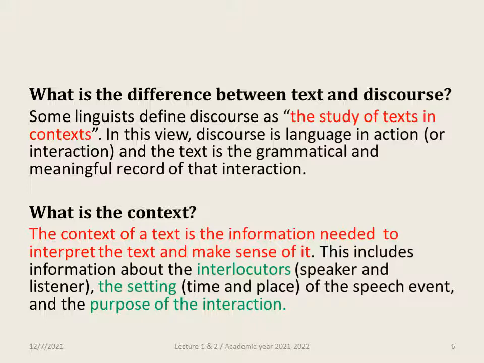So this includes information about the interlocutors, the speaker and the listener. For example, if you are doing a discourse analysis of an interview, like the interview between Adele and Oprah, you have to collect some information, some data about these two speakers and how both of them touched upon some ideas that are shared between them. Okay, so this is how it works. And also, you have to think about the setting, like the time and the place of the speech event, and the purpose of the interaction. What was the purpose of this interaction? Because there is no interaction that is just done in vain. Every speech event has a message, a purpose behind it.